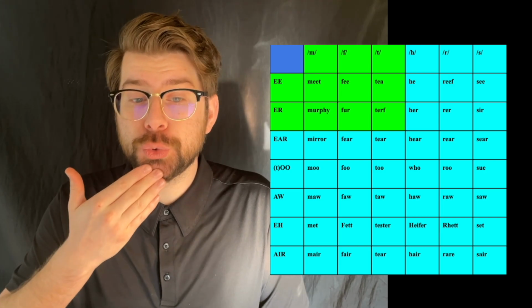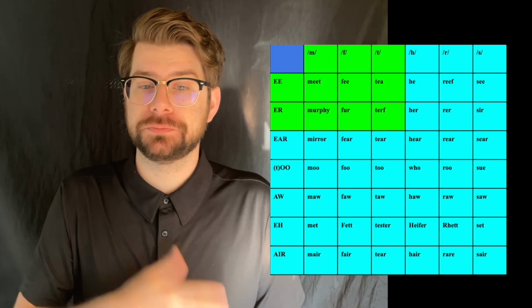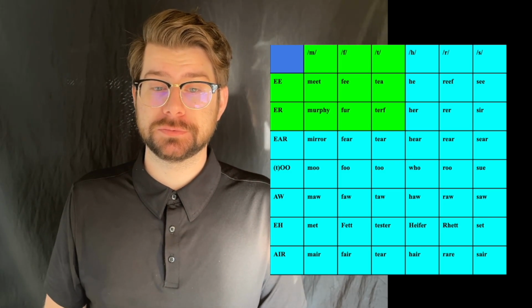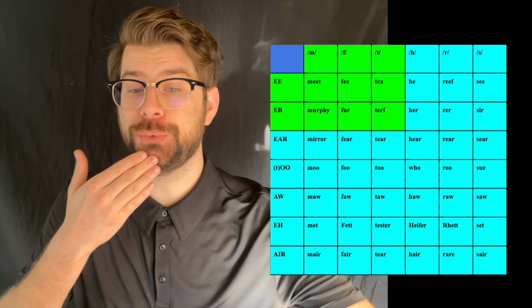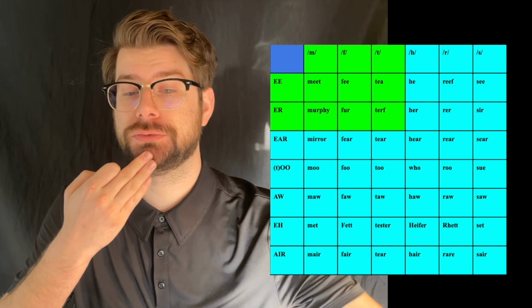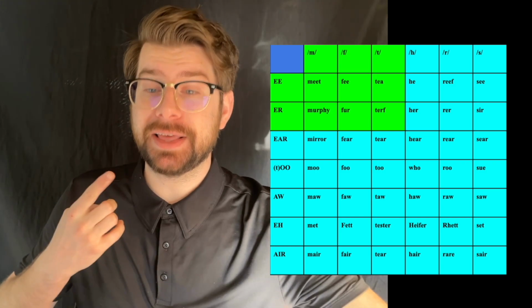Now for oo, we have moo, foo, to, who, roo, and sue.